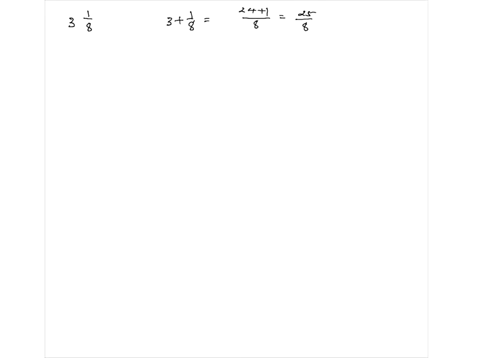Sir, the answer is 3.125. .125 is right. That means terminating, right? Terminating. And if you see the factors of 8, 2 into 2 into 2, the only prime involved is 2. So it has to terminate.